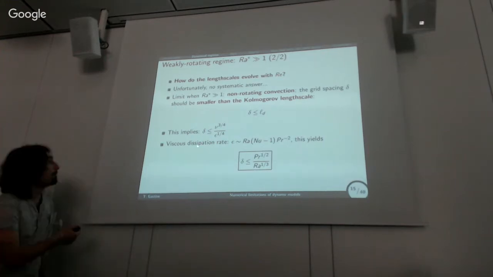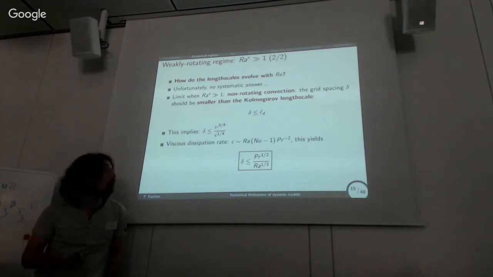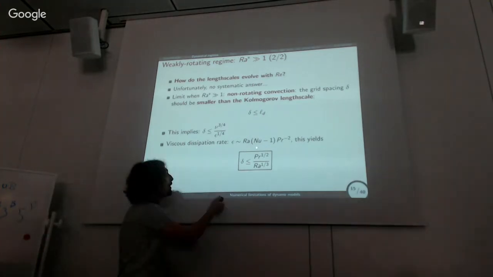So the good thing is that the viscous dissipation rate relates to this property exactly, or is proportional to this quantity in convectively driven flow. So it relates to the Rayleigh number, to something.